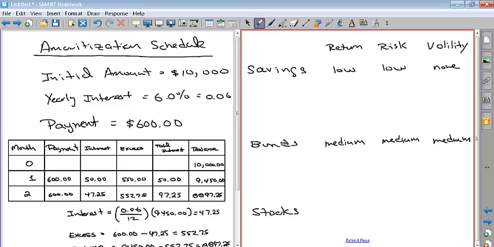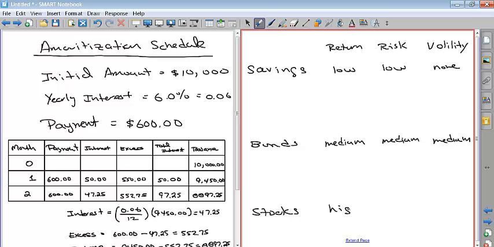Bonds, we would say the return is medium, the risk is medium, and the volatility is medium. So bonds are loans to companies to use for buying equipment in the short term. So you're lending companies money. With savings, you're usually lending people money. And with stocks, you're buying part of the company.